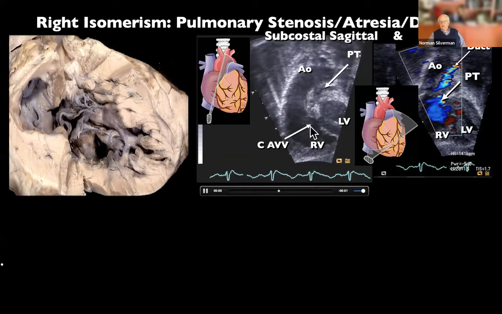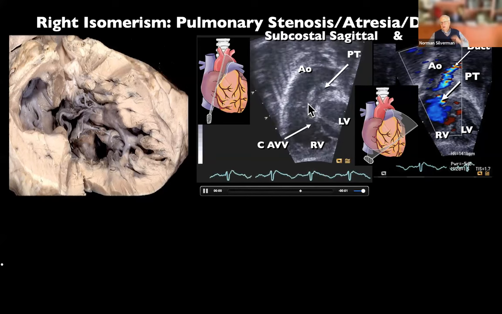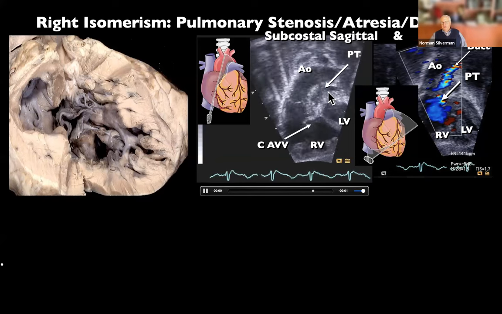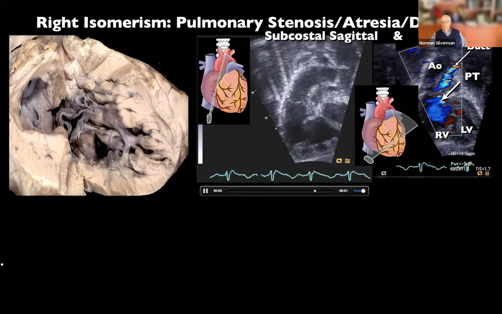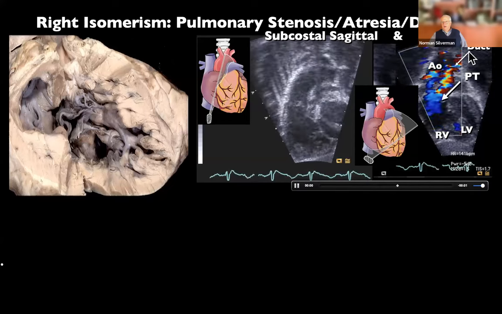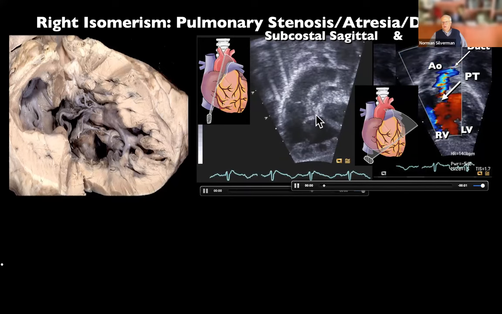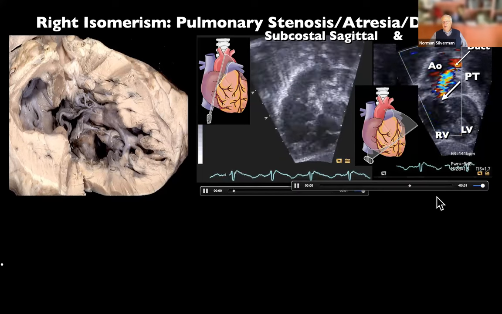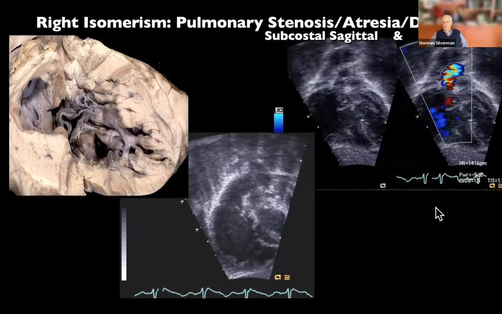And here I've used the sagittal plane to show the position of the aorta anteriorly, the pulmonary artery posteriorly. Aorta, pulmonary artery. And you can see from the size of the pulmonary artery that it's tiny and that its flow is actually contributed by means of an arterial duct. There is a valve over here, but it's totally atretic. And the pulmonary trunk is posterior, a usual feature of right isomerism.